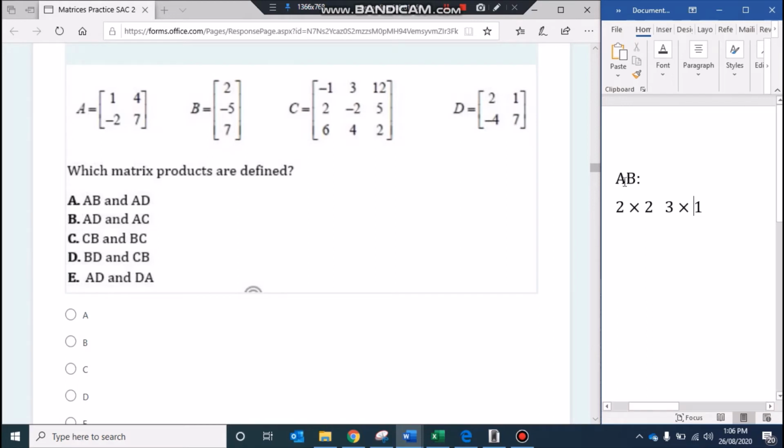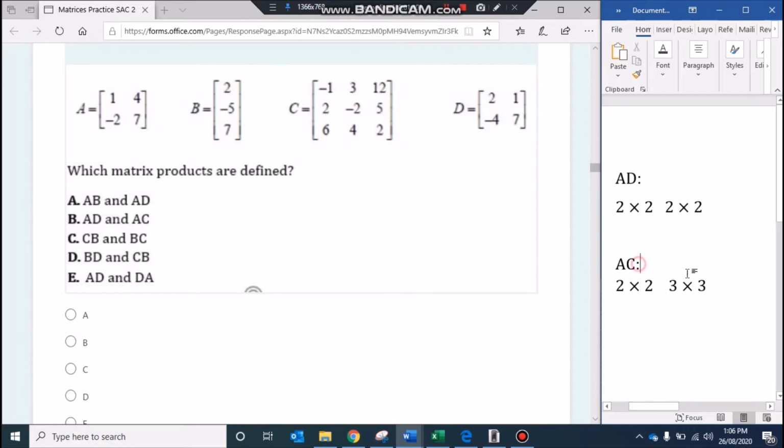Let's see, is AD defined? So A is a 2 by 2 matrix and D is also a 2 by 2 matrix. So AD is defined. Let's see if AC is defined. A is 2 by 2 and C is a 3 by 3. So nope, AC not defined. It's not going to be option B.